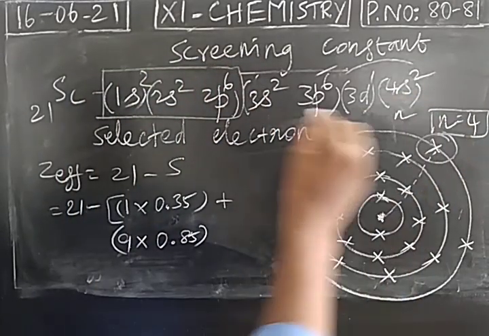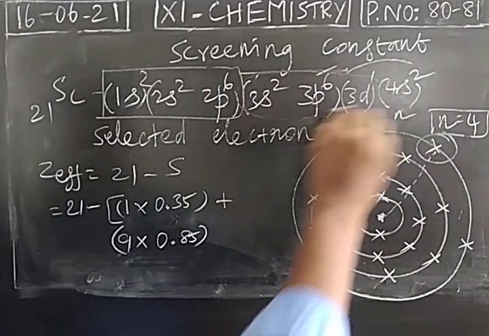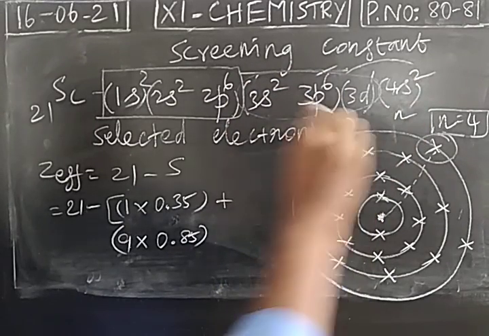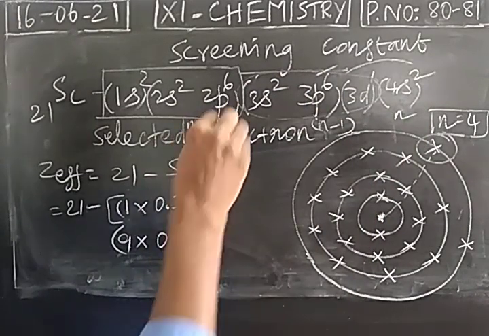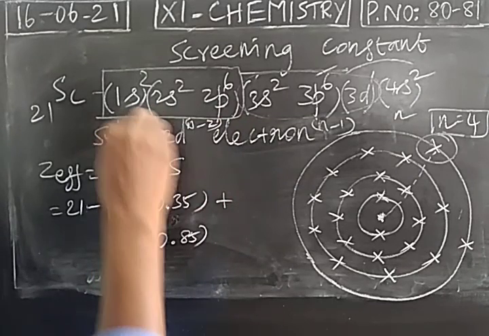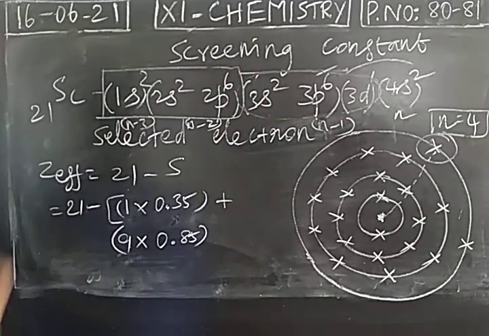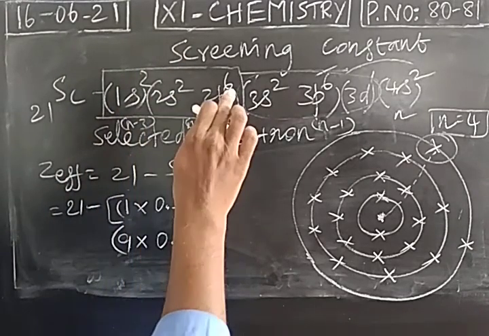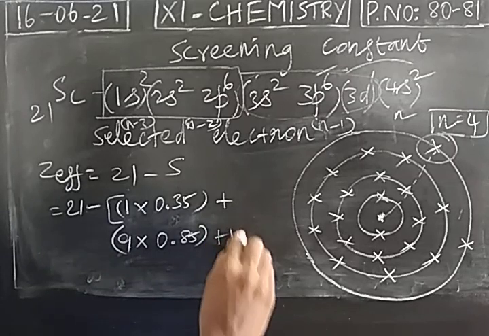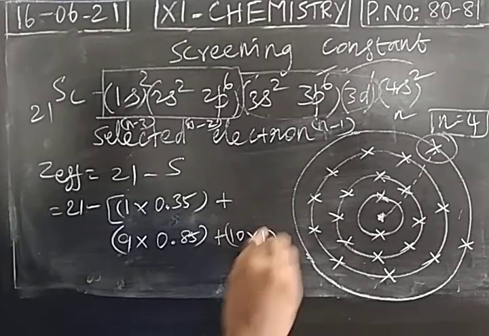This is nth cell, this is n minus 1 cell, this is n minus 2, this is n minus 3. So all the inner electrons will contribute what value? 1. How many inner electrons are present? 2 plus 2 plus 6, 10 electrons present. So 10 into 1.